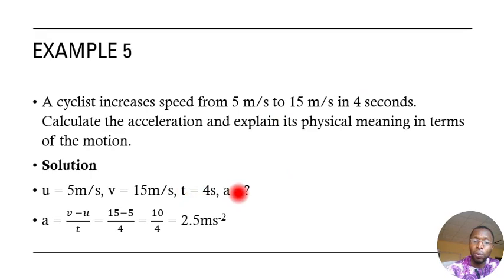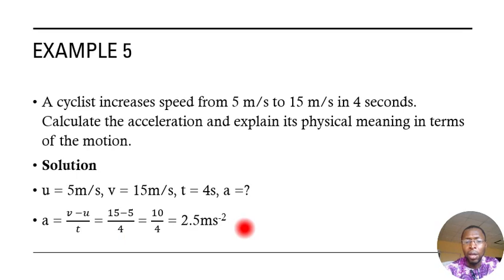And we have to calculate the acceleration, which is the a. By formula, acceleration equals v minus u over t. That means final velocity minus initial velocity over time. So here that will be 15 minus 5 over 4, and that is 10 over 4, and that is 2.5 meters per second squared.